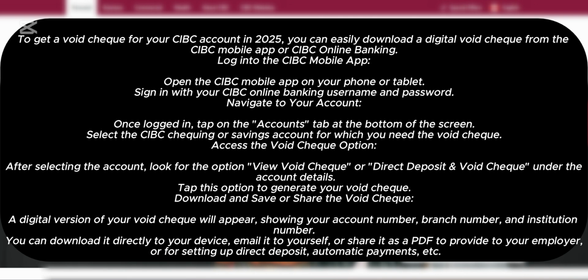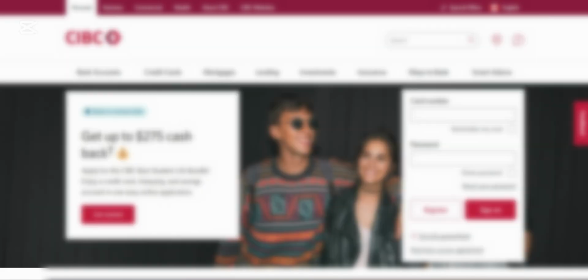Download and save or share the void check. A digital version of your void check will appear, showing your account number, branch number, and institution number. You can download it directly to your device, email it to yourself, or share it as a PDF to provide to your employer, or for setting up direct deposit, automatic payments, etc.